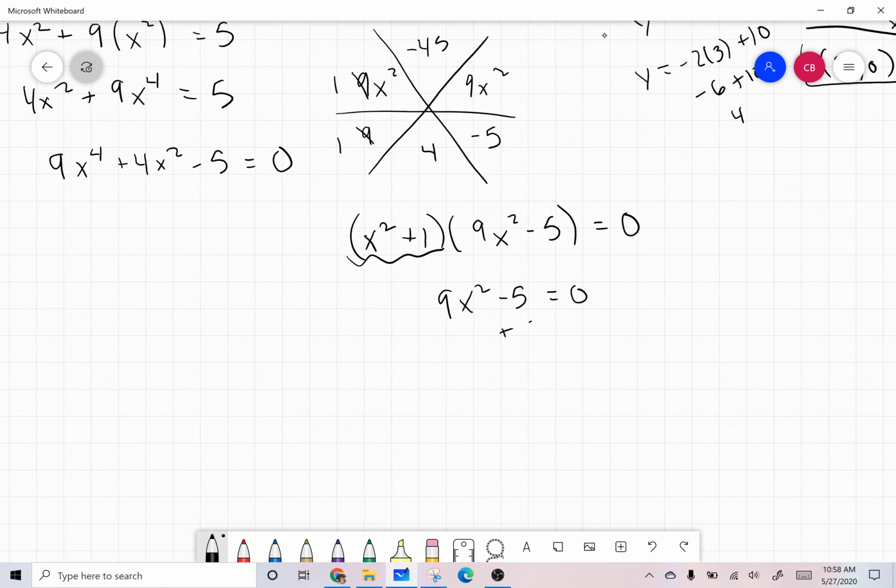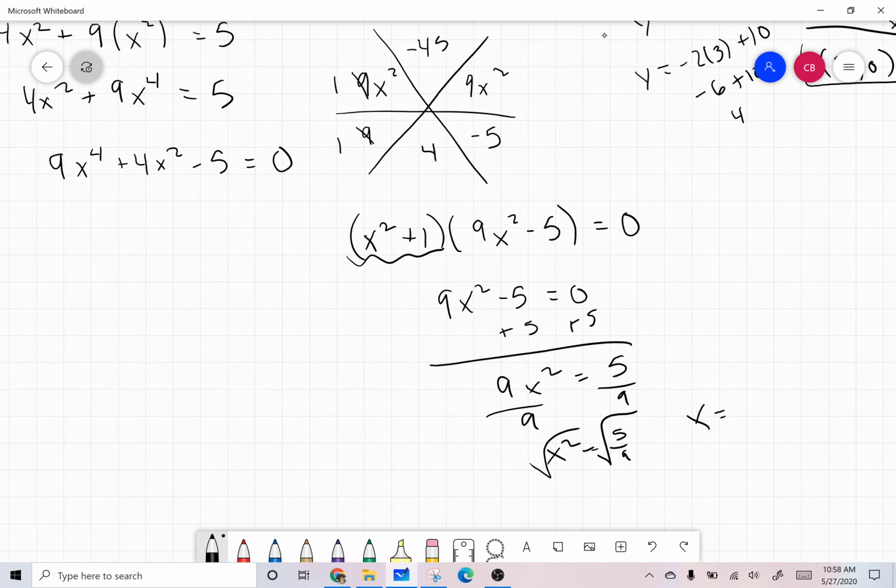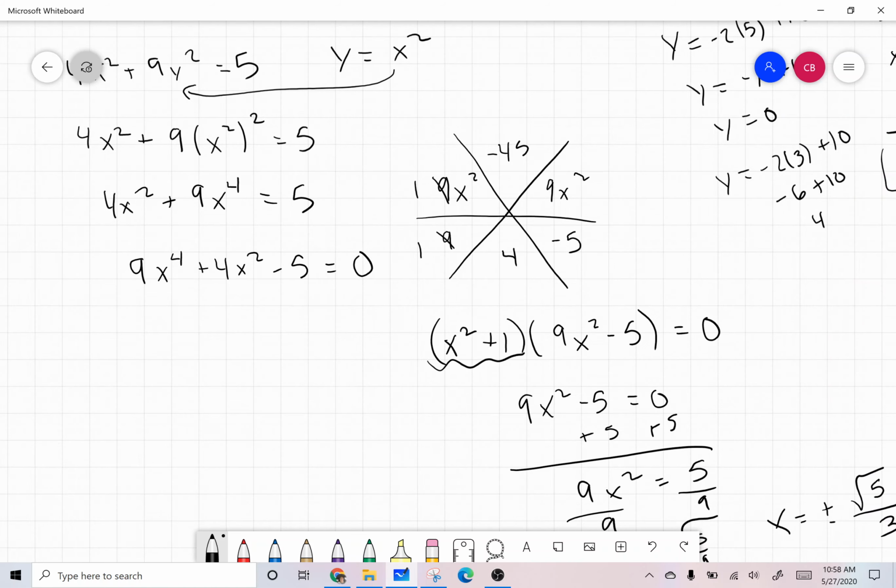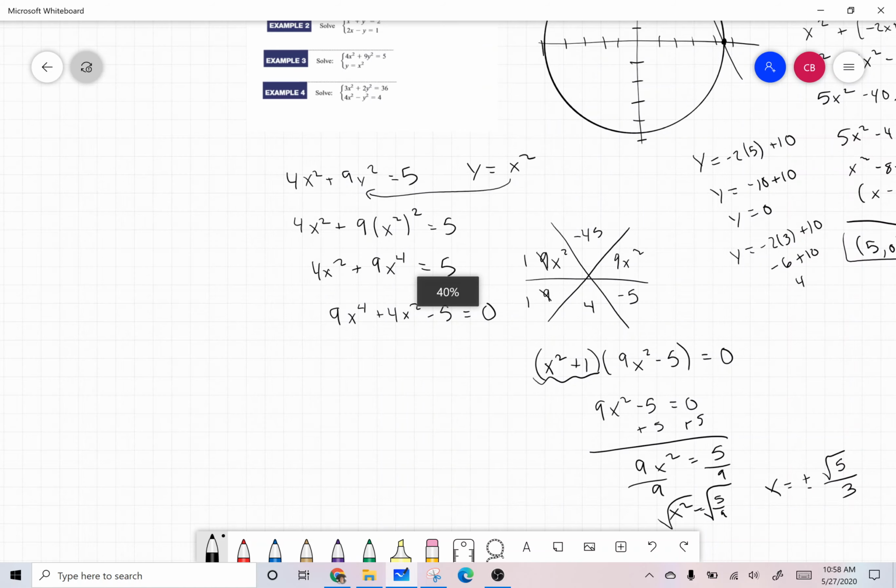So then if we solve this, 9x squared is equal to 5. We divide by 9. x squared is equal to 5/9. So taking the square root, x is equal to plus or minus the square root of 5 over 3. Okay, so that's that. And then we plug that into one of the equations.